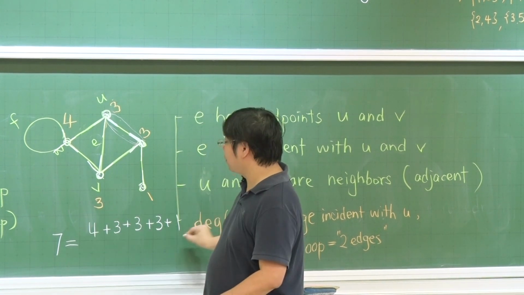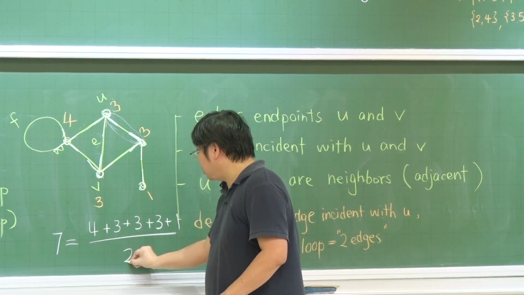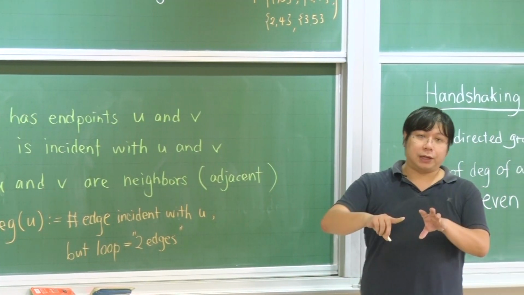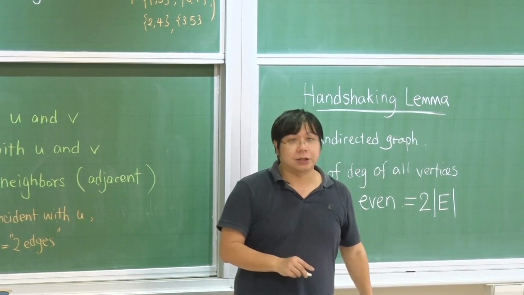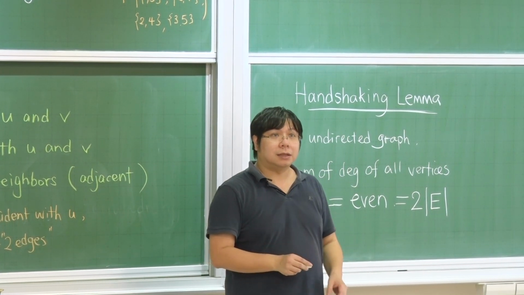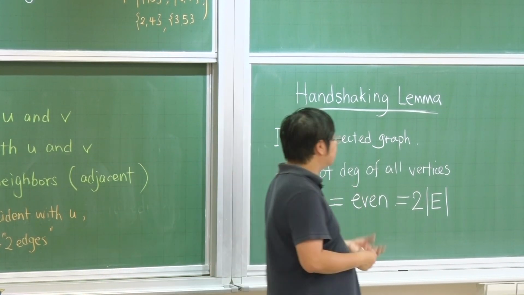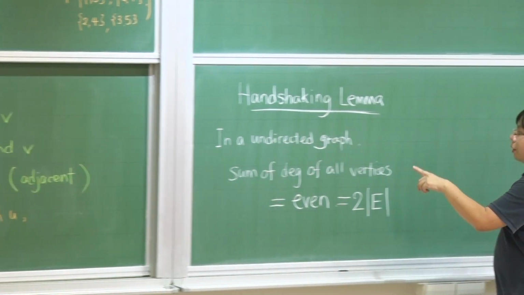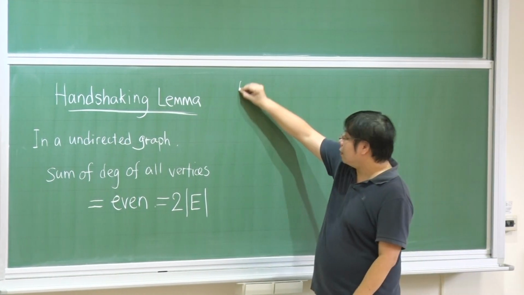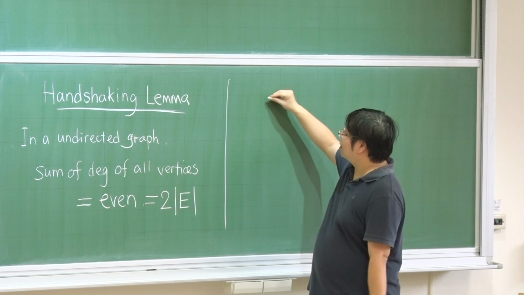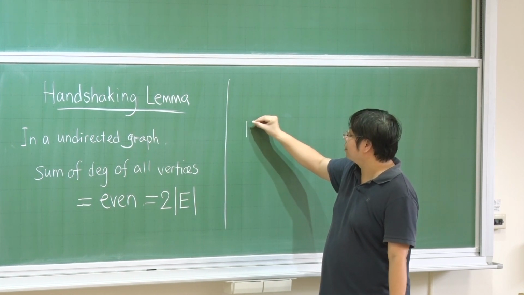So this is the summation of degree. You divide it by 2, it turns out that it is equal to the number of edges. Is that okay? Or the summation of degree is equal to 2 times the number of edges. Okay, this is always true. Simple, right? Yeah, this is the Handshaking Lemma for undirected graph. Now, we have a similar lemma. Let's call it the directed version.